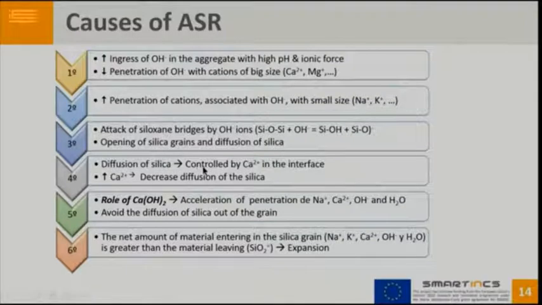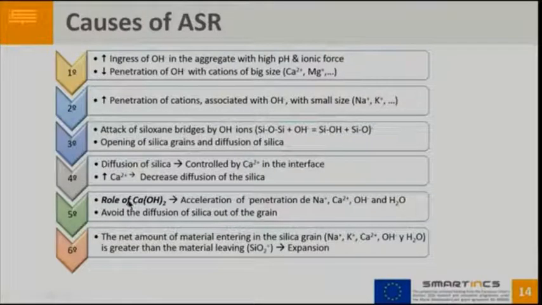Later, there is diffusion of silica from the aggregates to the cement paste that is controlled by calcium, which is a bigger cation, and produces a layer of calcium close to the surface of the aggregates that is defined as the theory of the double layer.